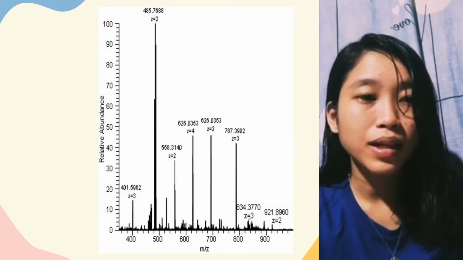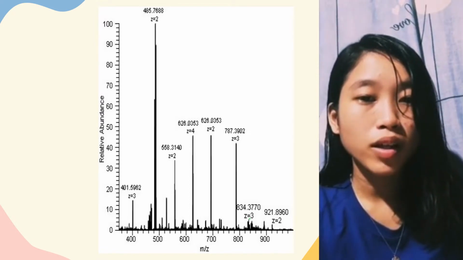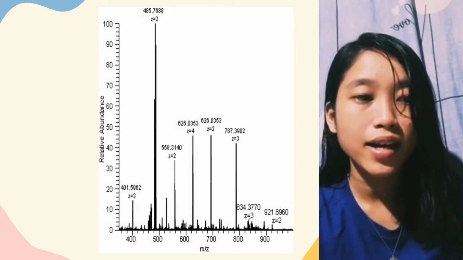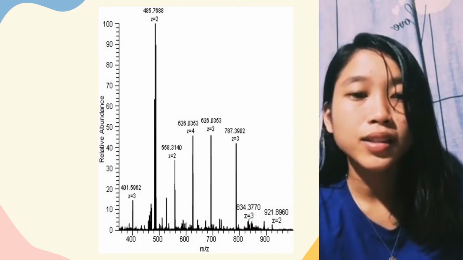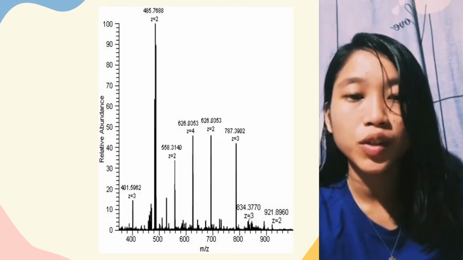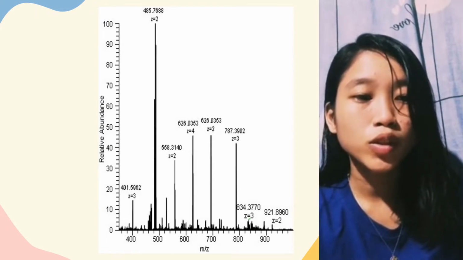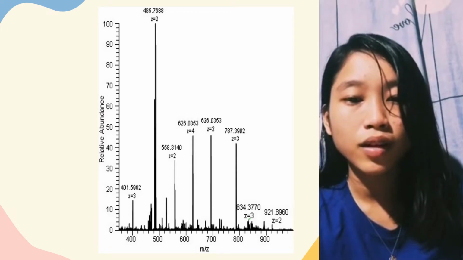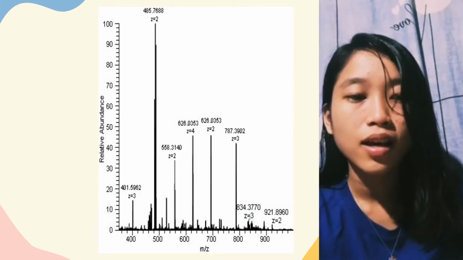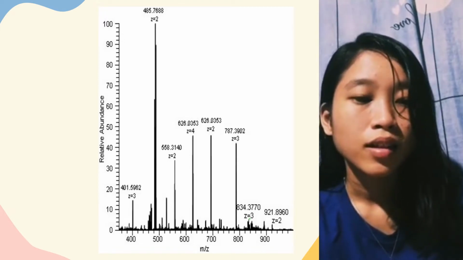In the analytical technique of mass spectrometry, atoms or molecules are ionized using a high-energy electron beam and then separated based on their mass-to-charge ratio. The results are presented as a mass spectrum, which shows the relative abundances of the ions on the y-axis and their mass-to-charge ratios on the x-axis.